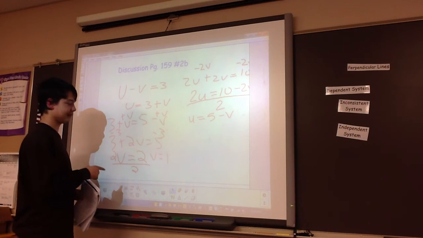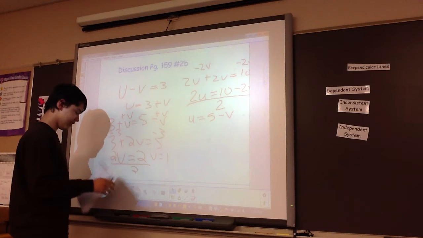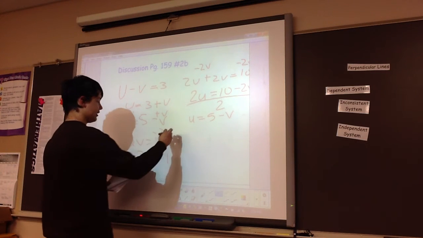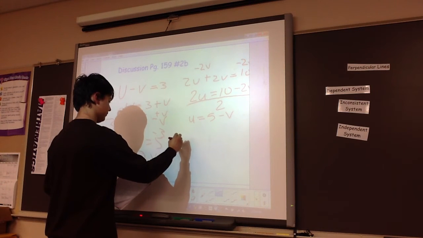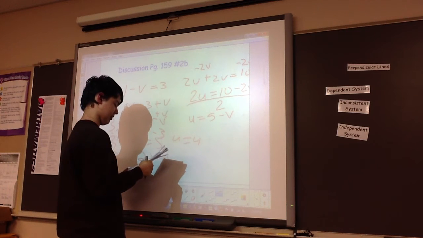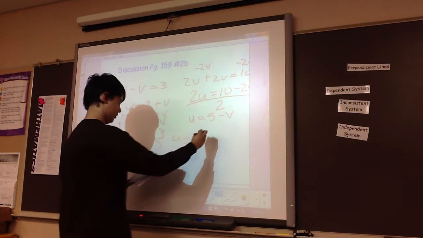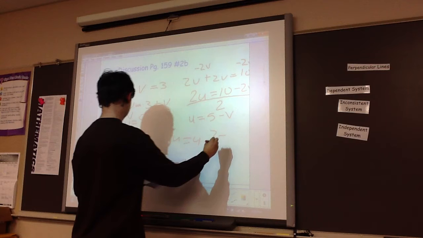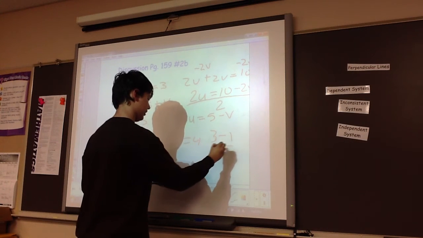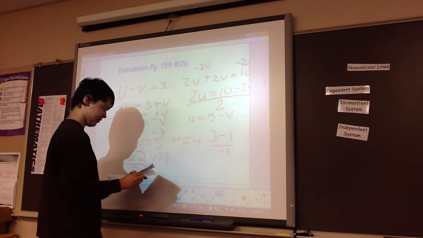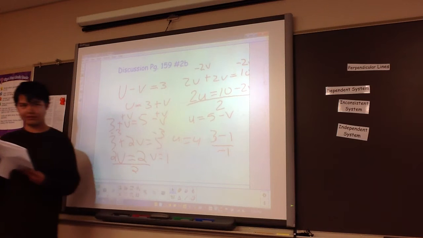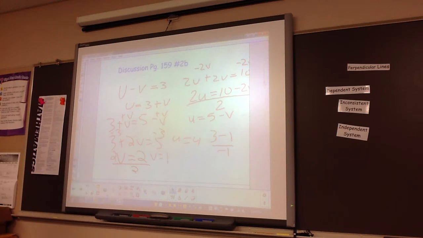You already divided it. So, yeah, that's V equals 1. Okay. It's kind of hard to tell if it's V or U. I'll solve for u. Well, I got u equals 4. I can move it by 3 minus 1, divided by negative, I think. That's how I got it. Yeah, that's how I got it. Questions on that?